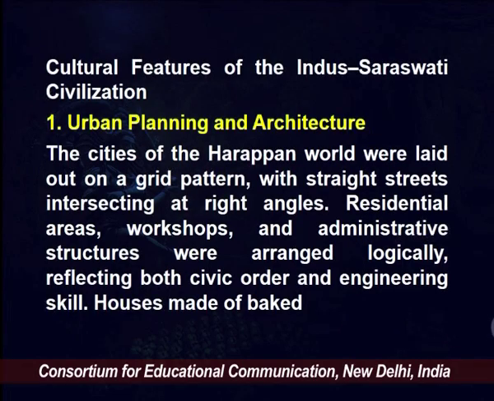Cultural features of the Indus Valley civilization. The very first one is urban planning and architecture. The cities of the Harappan world were laid out on a grid pattern with straight streets intersecting at right angles. Residential areas, workshops, and administrative structures were arranged logically, reflecting both civic order and engineering skills. Houses made of baked bricks, a technological innovation, had multiple rooms, wells, and private bathing spaces.